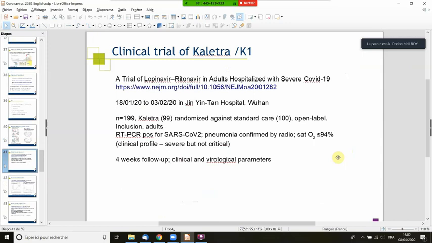Okay, so this is a trial of lopinavir ritonavir, the combination called Kaletra, that's the commercial name, in adults with severe COVID-19. This is a randomized open label trial, so the doctors know which patients are getting the drug and which ones aren't, and it's randomized. Patients got lopinavir ritonavir or they just got standard care. These patients have confirmed SARS coronavirus 2 infection, they have pneumonia on radiography, and their oxygen saturation is less than 94%, so they're severe but they're not critical. They need oxygen but they don't have mechanical ventilation. And they had 4 weeks follow-up with clinical and virological parameters.